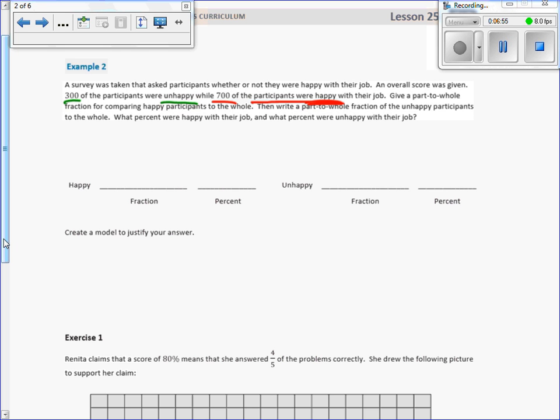Okay, I used red for happy, so I'm going to use red again. So, happy, 700 out of the total 700 plus 300, which is 1,000. As a percent, I would reduce that to 70 out of 100 by dropping one of these zeros here. Okay, dropping one of those zeros there, and that would be 70 over 100, or 70%.